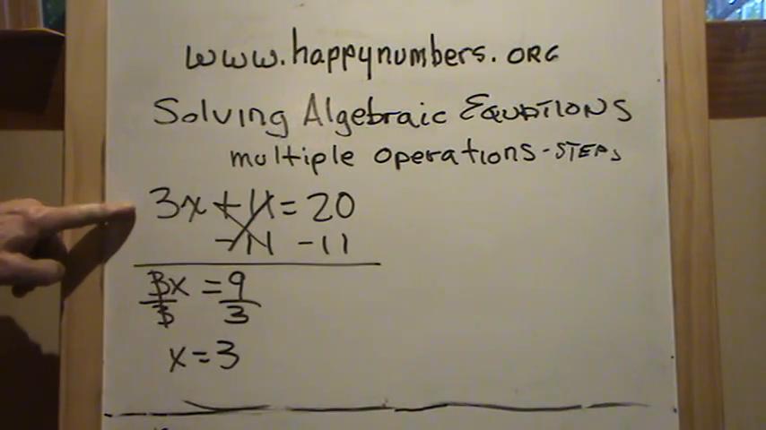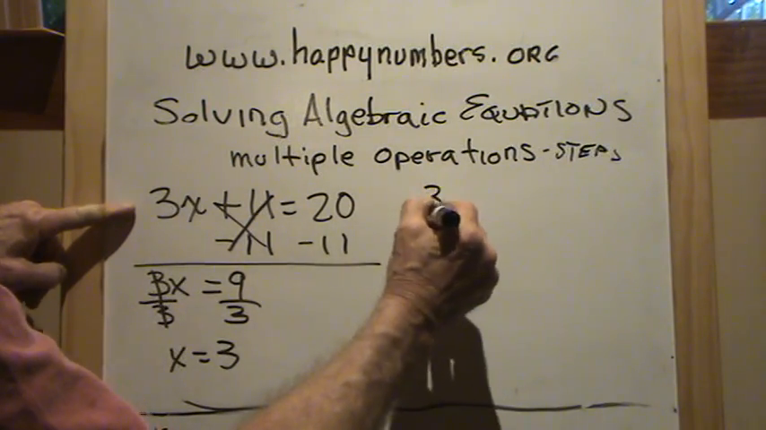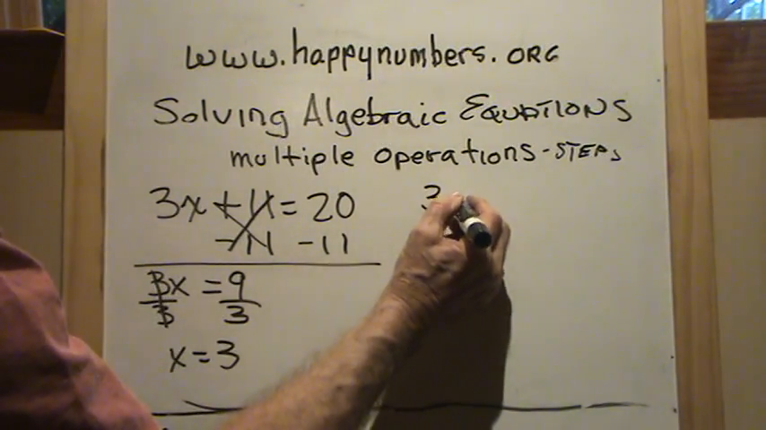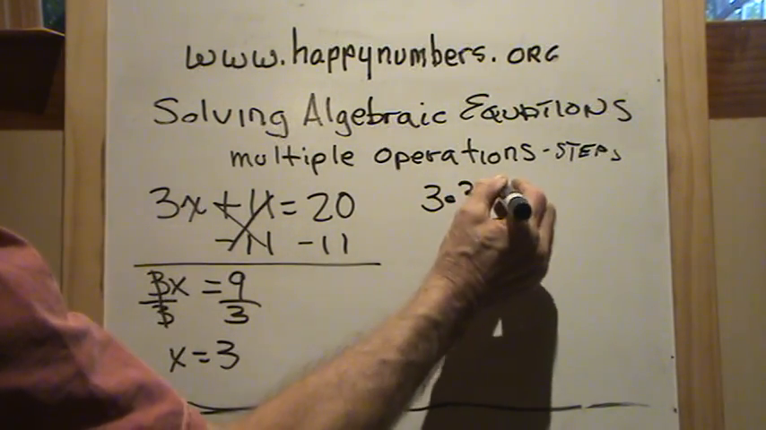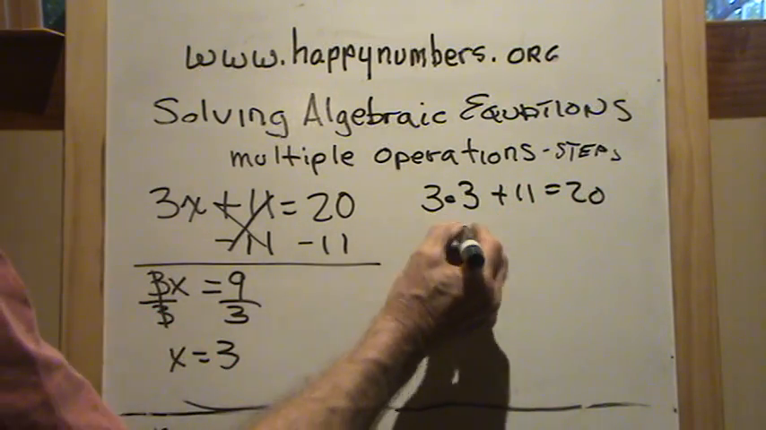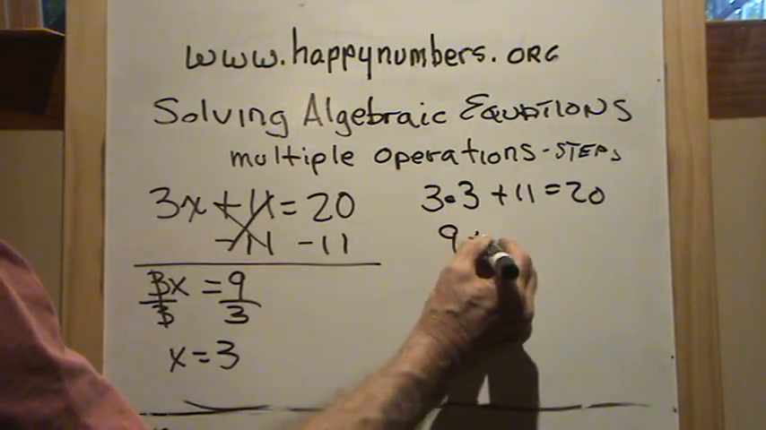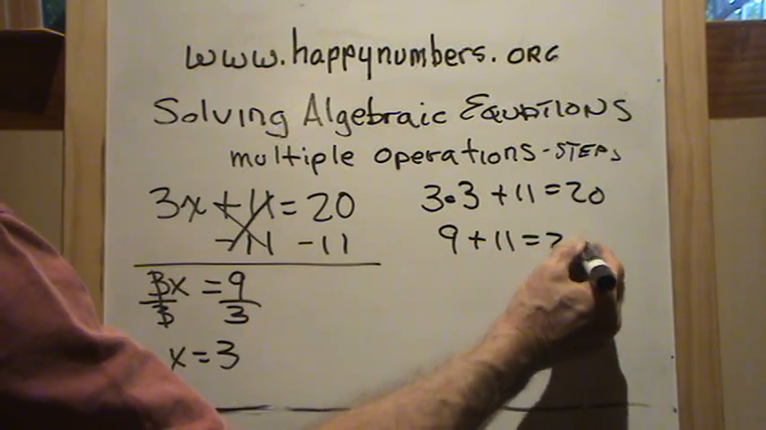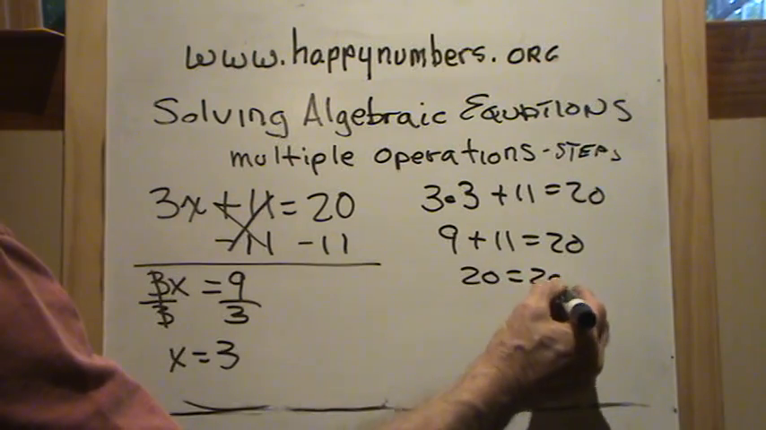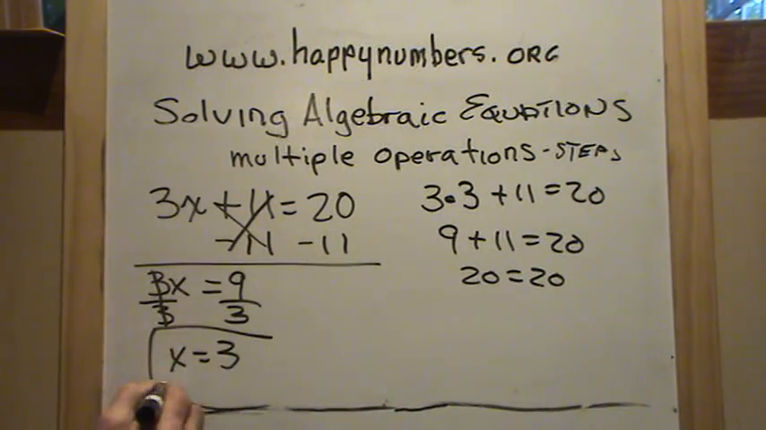Let's go back to our initial equation. 3 times x, well, we're saying x is 3. So 3 times 3 plus 11 equals 20. 3 times 3 is 9, plus 11 equals 20. 9 plus 11 is 20, equals 20. So our answer that x is equal to 3 is correct.